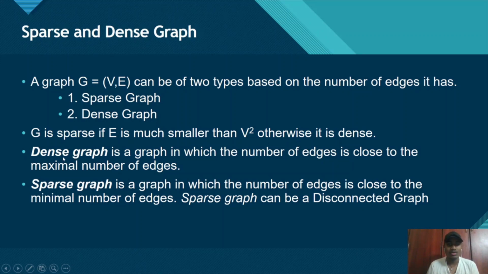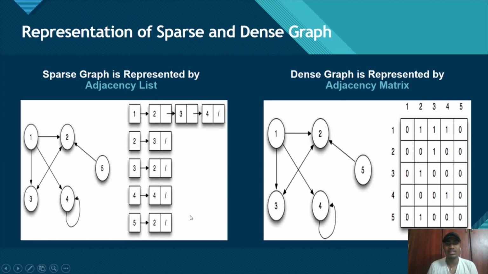Basically, let me put it into a definition. A dense graph is a graph in which the number of edges is close to the maximum number of edges. A sparse graph is a graph in which the number of edges is close to the minimum number of edges. A sparse graph can be a disconnected graph. Now I will explain the representation: the sparse graph is represented by the adjacency list and the dense graph is represented by the adjacency matrix.